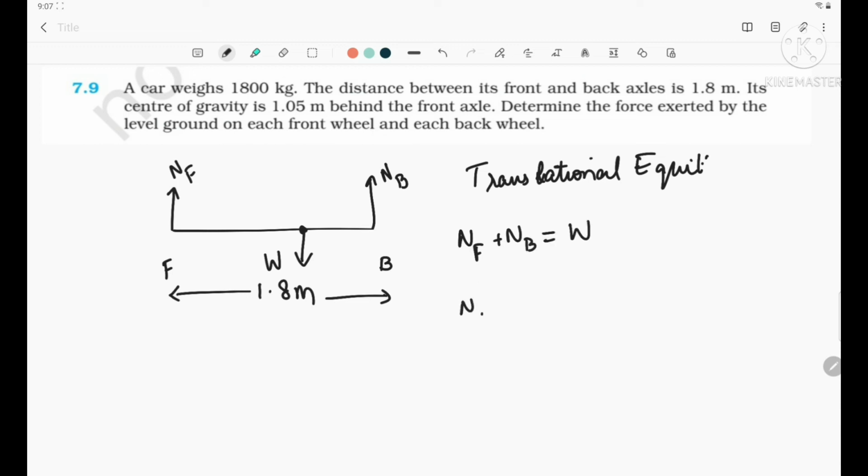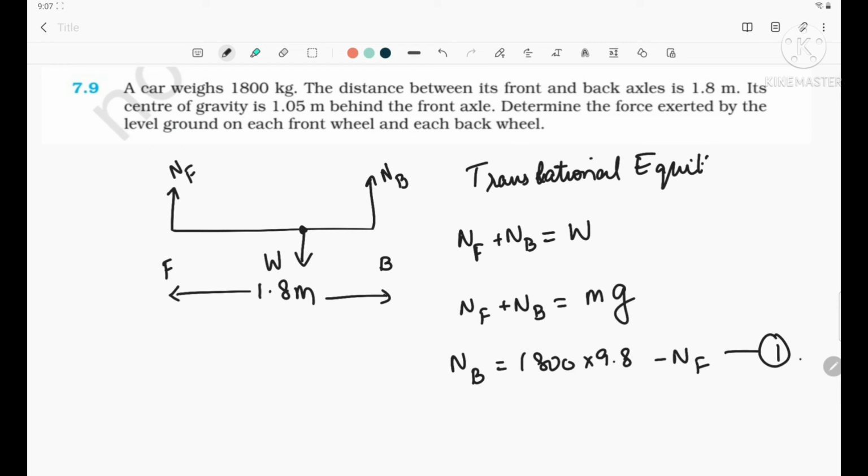NF is the front normal reaction, NB is the back normal reaction. It will be equal to M into G. What is the mass? 1800 into 9.8. So in that case, I can write NF is equal to 1800 into 9.8 minus NB. You can also write NB is equal to 1800 into 9.8 minus NF. Let us keep this as equation number 1.